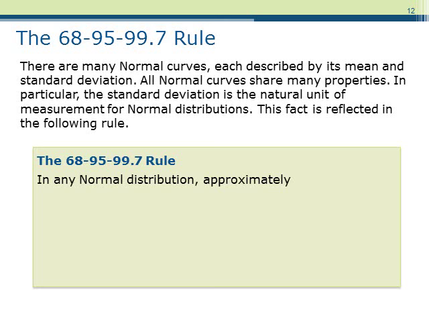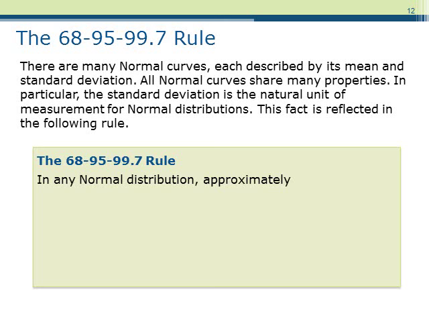There are many normal curves, and each is described by its mean and standard deviation. All normal curves share many properties. In particular, the standard deviation is the natural unit of measurement for normal distributions. This fact is reflected in the following rule, called the 68-95-99.7 rule.